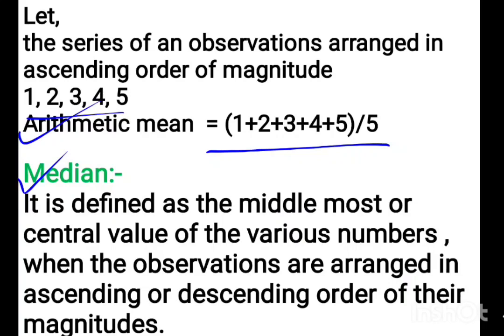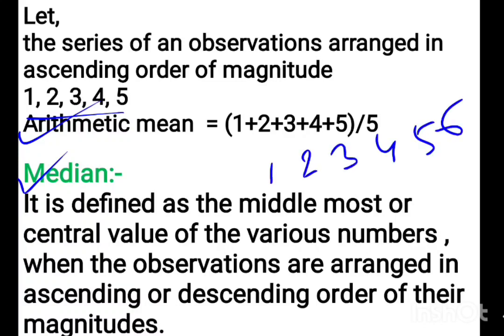Suppose we have 1 2 3 4 5, the middle number is 3. That is the only middle number, so the median is 3. But when we have 1 2 3 4 5 6, there are two middle numbers, that is 3 and 4, and we have to average them, that is 3 plus 4 by 2. So this is termed as the median.